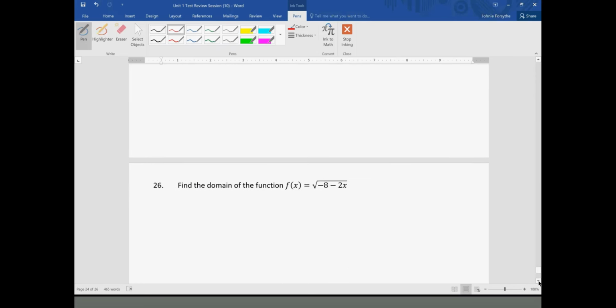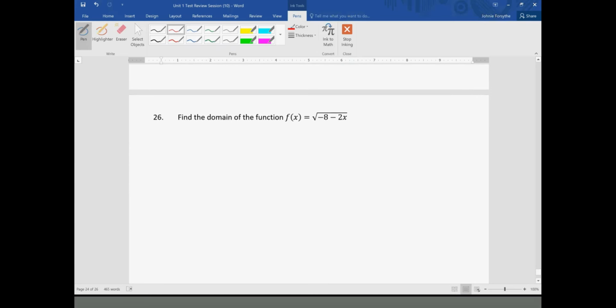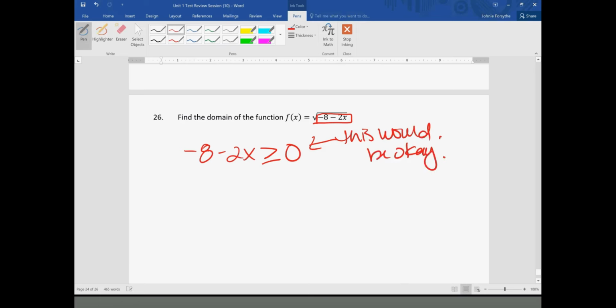Okay, then the other scenario is if we have a square root. So you don't want a negative value under a square root. That's going to give you an undefined answer. So to get the domain of this type of function, let's take what's under the square root and let's set it greater than or equal to 0, because this would be okay. This would be okay. So if we solve that, that will actually give us the domain.